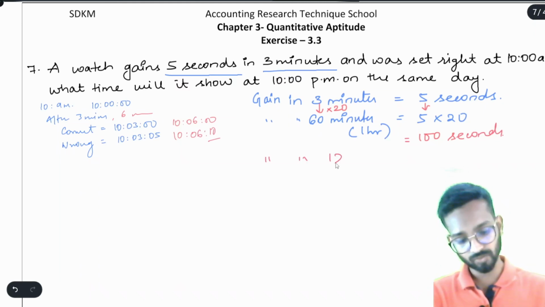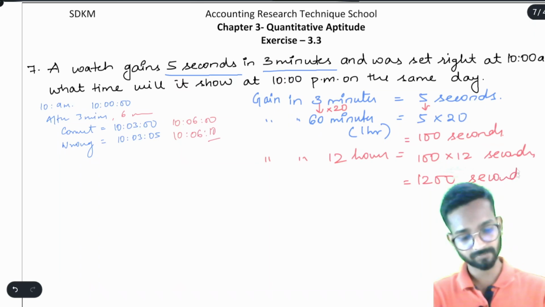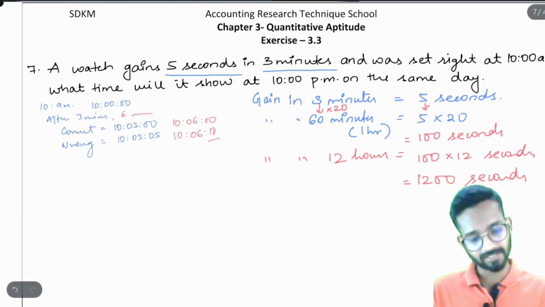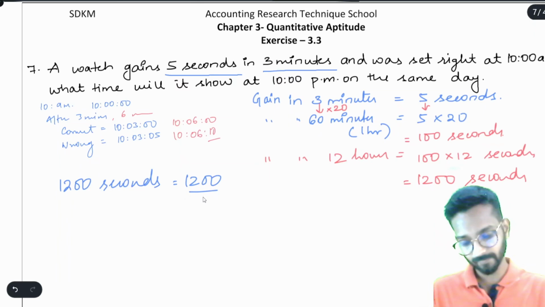So gain in 12 hours, because 12 hours have passed, is 100 into 12 seconds, that is 1200 seconds. If I convert 1200 seconds into minutes, how will we do it? Just divide it by 60. It will become 20. So 20 minutes.